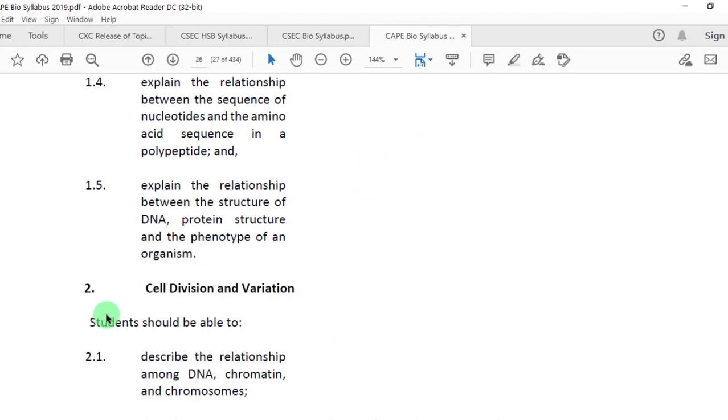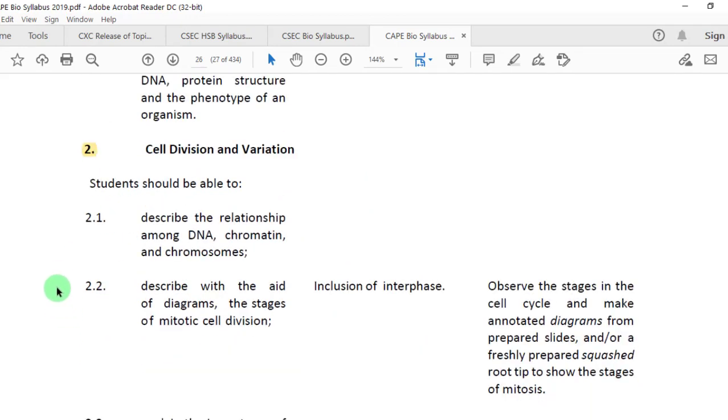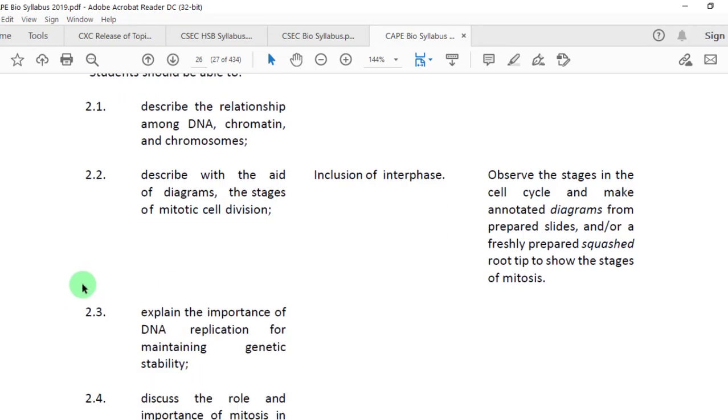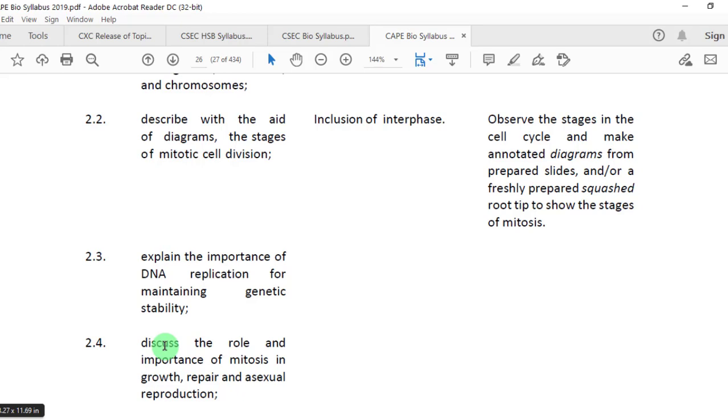Part 2, cell division and variation. So anything objective 2.1, 2.2, all of these guys will be, you see this here? Very important. Okay? Very, very important.